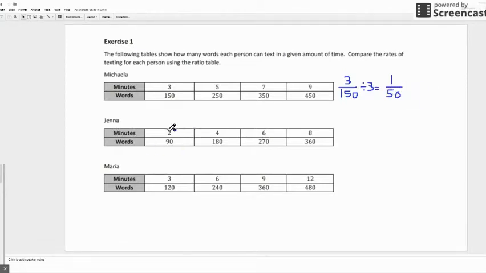If I do the same thing with Jenna's, I take the smallest one here and simplify it. I have 2 over 90. Well, we wanted to match Michaela's. We want to have a 1 on top so we can compare. Well, I divide by 2, because 2 divided by 2 is 1. Remember, all we're doing is we want this top number to be the same on all three so we can compare. 90 divided by 2 is 45.